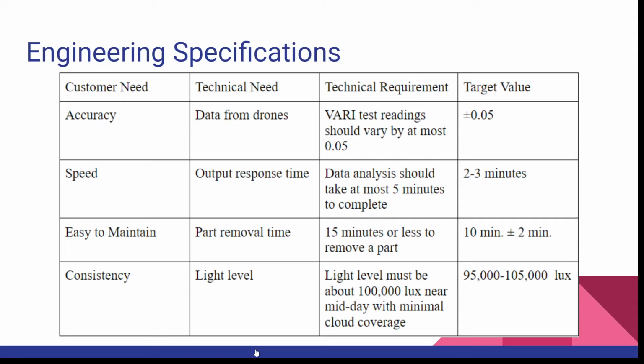According to our engineering specifications, we will need to supplement the consumer needs of accuracy, speed, ease of maintenance, and consistency. Thus, we will need accurate test readings, fast data analysis, easy to change parts, and a consistent light level during the day. For our calculations, we used VARI indexing and TGI indexing. Both of these indexes are used to measure crop health based on the ratio of red, green, and blue color values in each pixel of the image.